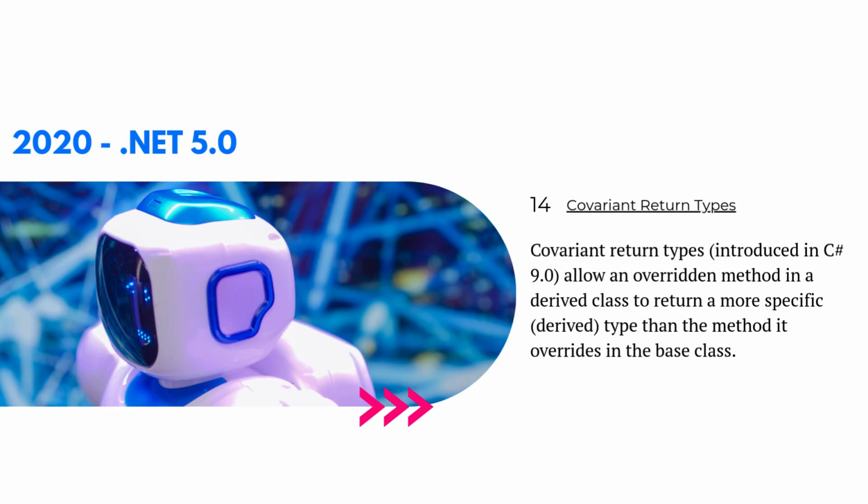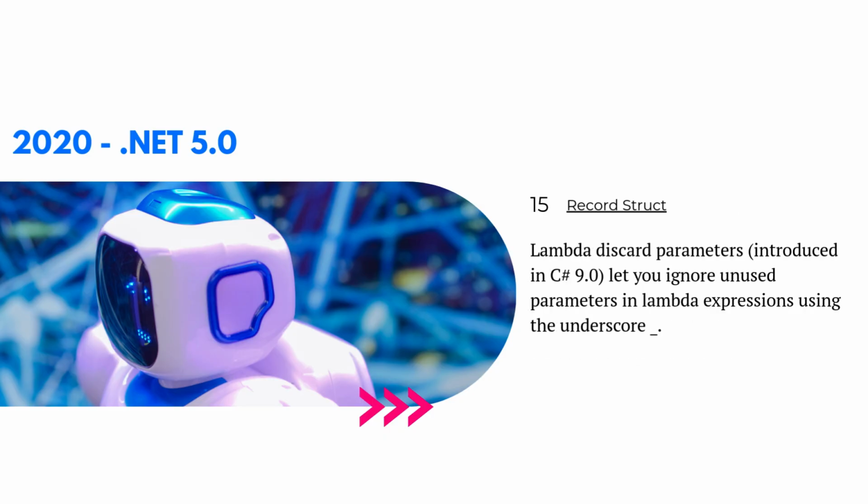Covariant return types, introduced in C# 9.0, allow an overridden method in a derived class to return a more specific, derived, type than the method it overrides in the base class. Lambda discard parameters, introduced in C# 9.0, let you ignore unused parameters in lambda expressions using the underscore, _.